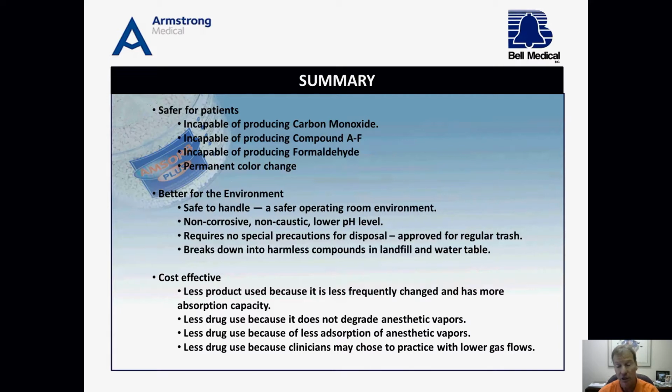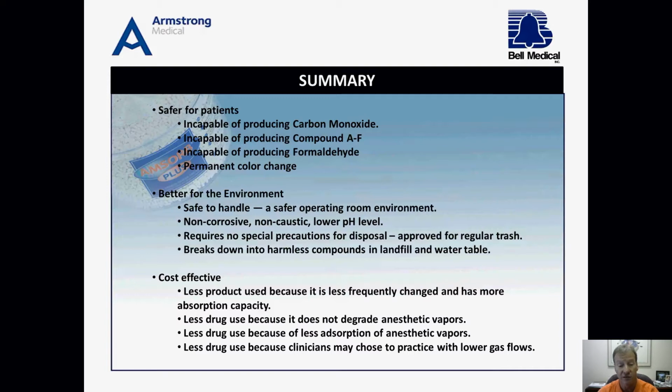It doesn't have to be red bagged, so you don't have the expense of red bagging. It is approved for regular trash, and it breaks down into harmless compounds in the landfills and doesn't affect our water table. Whereas all soda limes with sodium hydroxide have a negative impact on our environment.